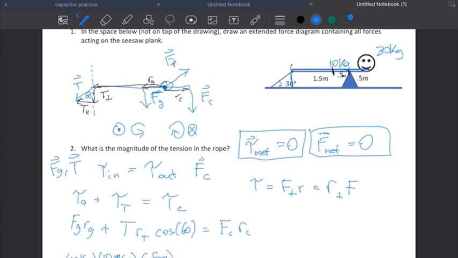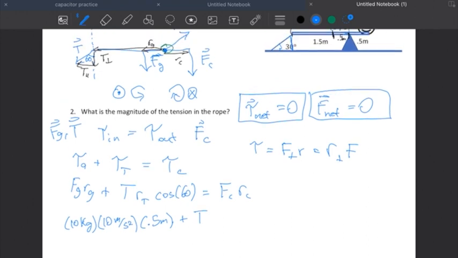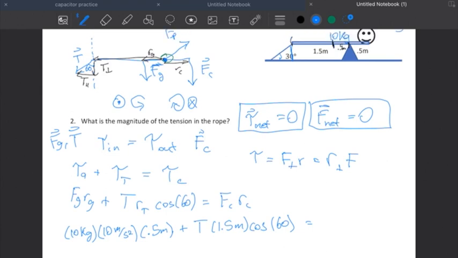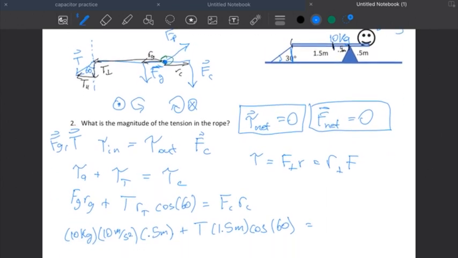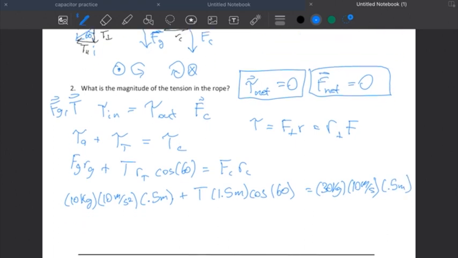Okay, now we have the tension force. So we don't know what the magnitude of that is, what T is. That's what the question's asking, so we'll just leave it as T. R_T, the distance away, is 1.5 meters. That's given to us in the problem. And then we have cos 60. And then on the other side, we have the force from the child. So the child weighs 30 kilograms. So this will be 30 kg times 10 meters per second squared for the force. And then its distance away is 0.5 meters. And there's our whole torque balancing equation. The only unknown is T right here. So we can solve for that.